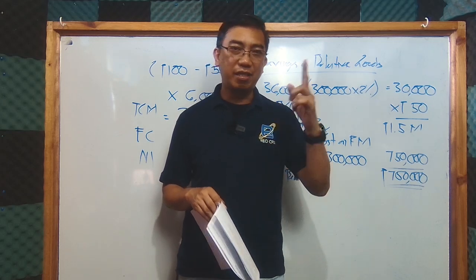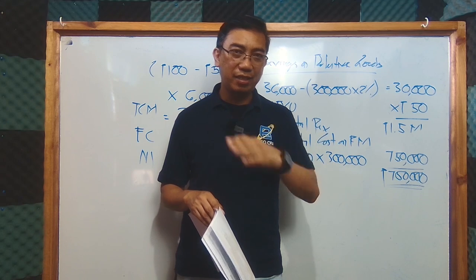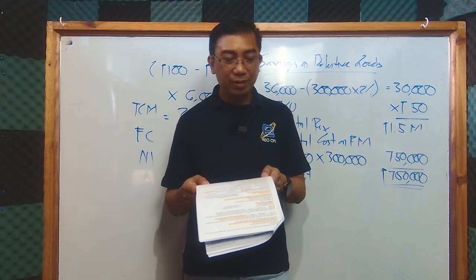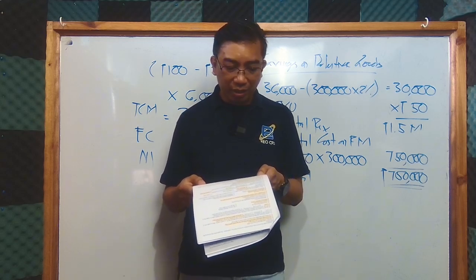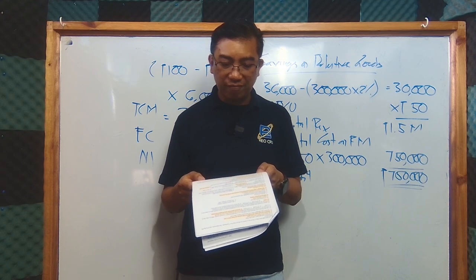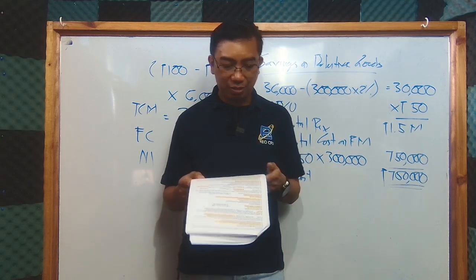Kung mas mataas ang incremental revenue, process further. Pag mas mataas ang incremental cost, sell it as is. So the correct answer is letter C. Letter C, additional cost of making Y given the cost of making X and additional revenue from Y. C, incremental revenue and incremental cost.